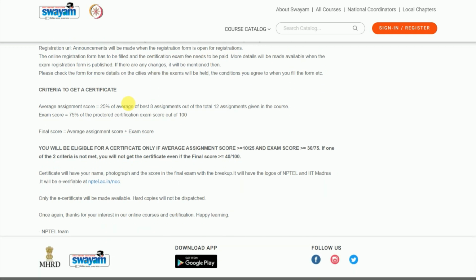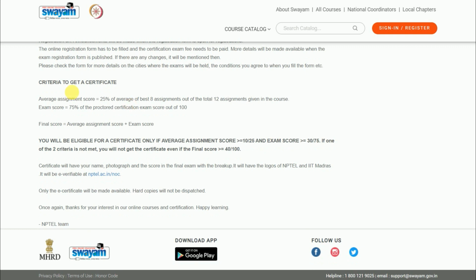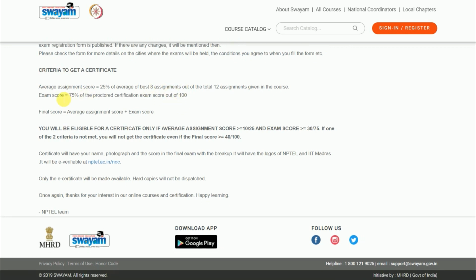Now if you want to be eligible for the certificate, there is a criteria. 25% weightage will be given to your assignments. Basically there are a total of 12 assignments, out of which your best 8 assignments will be taken into consideration. And the exam score will have a weightage of 75%. So the final score will be calculated as the average assignment score plus the exam score. And they have also given this example, so you can read it for better clarification.